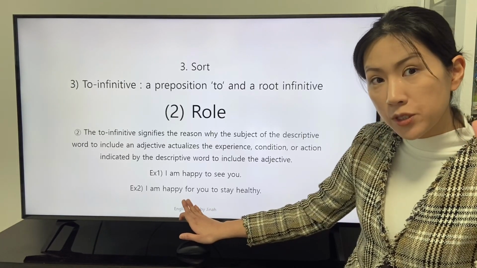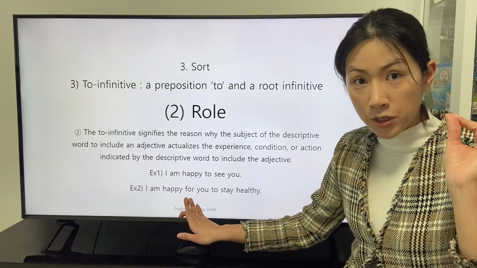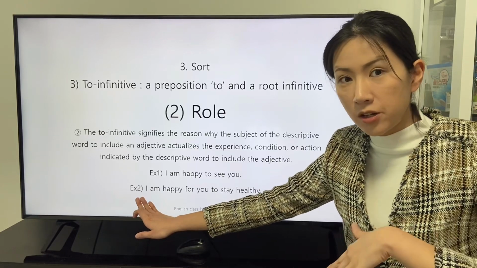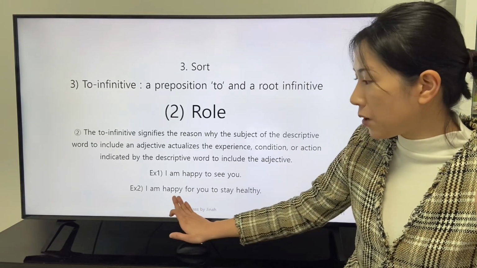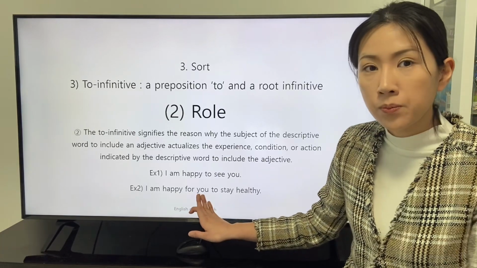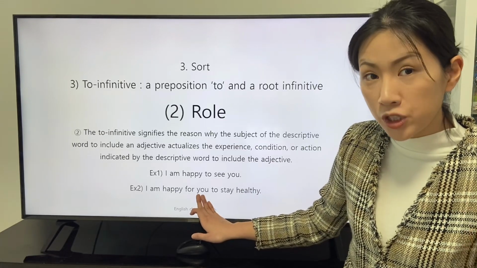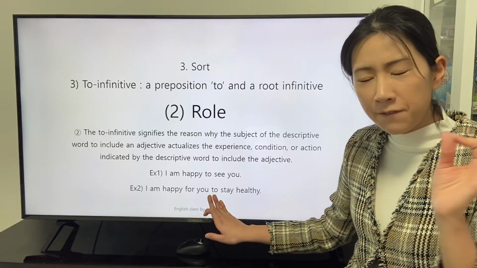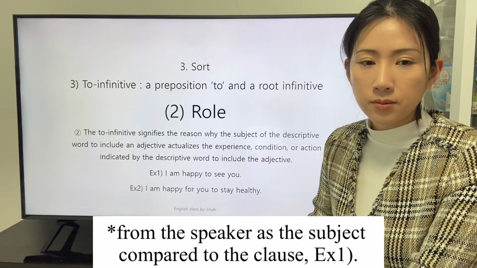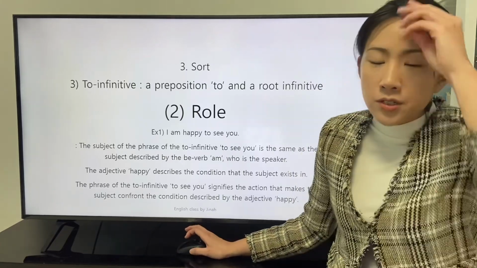What about the preposition for? The subject of the preposition for is the speaker, who is the subject of this clause. The object of the preposition for are the listeners. With the existence of another preposition, the subject of the preposition to is changed. Let's study from the first clause.